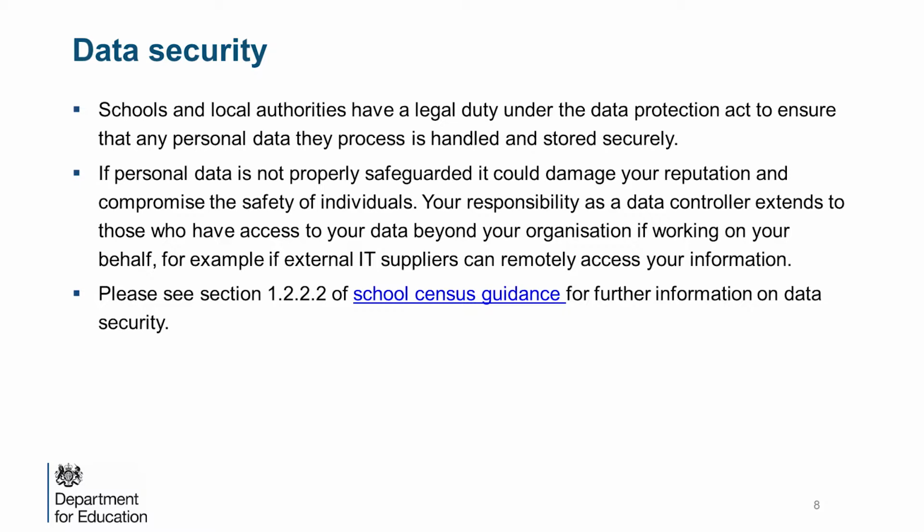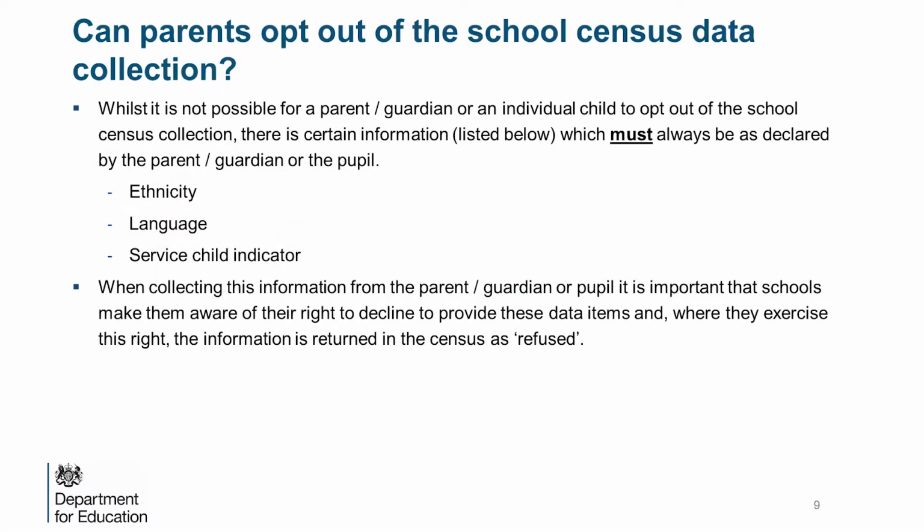Further information on handling data securely can also be found on the gov.uk website. It is not possible for a parent, guardian or an individual child to opt out of the school census collection. However, there is certain information such as ethnicity, first language, and whether a child is the child of someone in the armed forces, which must always be declared by the parent, guardian or the pupil.